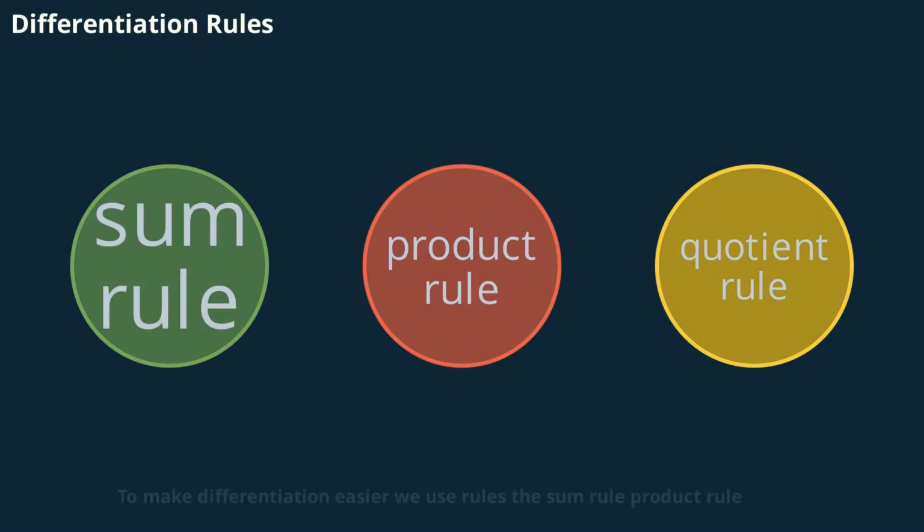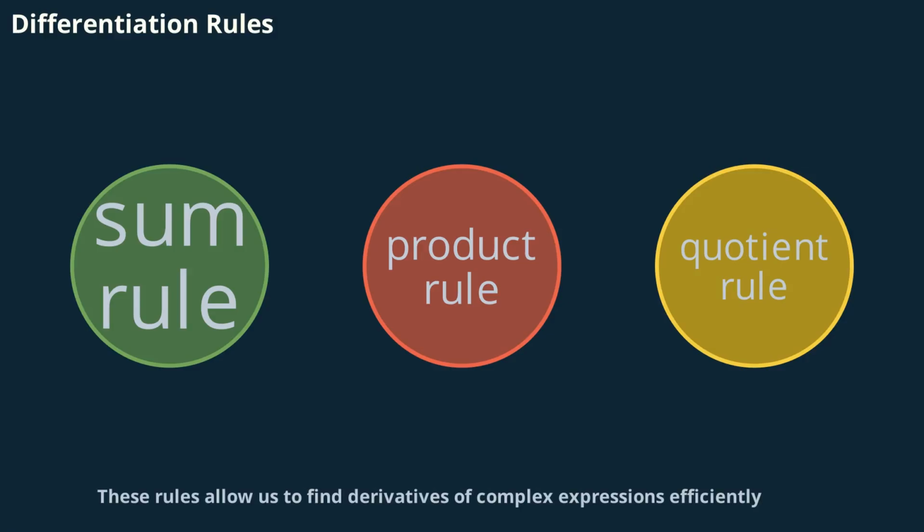To make differentiation easier, we use rules: the sum rule, product rule, and quotient rule. The sum rule says the derivative of a sum is the sum of the derivatives. The product rule handles products of functions, and the quotient rule deals with ratios. These rules allow us to find derivatives of complex expressions efficiently.